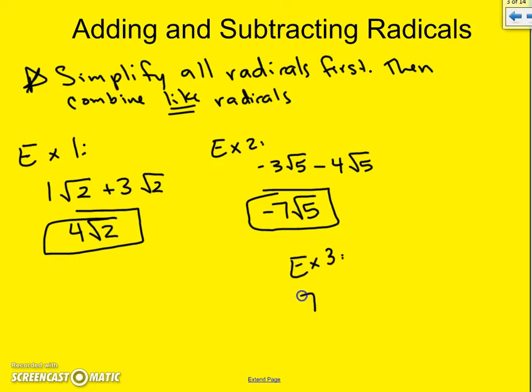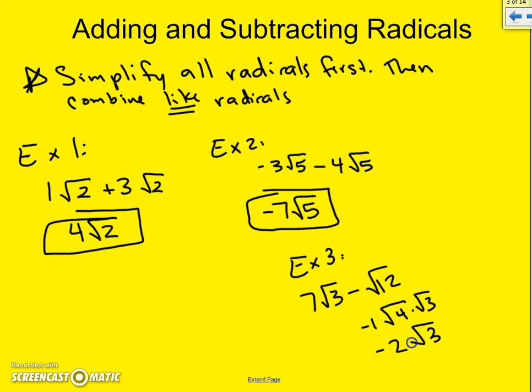Okay, example number 3, we're going to go 7 radical 3 minus radical 12. Now, in the first 2 examples, you notice we already had our like radicals. This one we don't have a like radical, so we have to look, can we simplify? And yes, we can simplify negative radical 12 to negative radical 4 times radical 3. We can simplify radical 4 to 2, and 2 times a negative 1 is a negative 2.